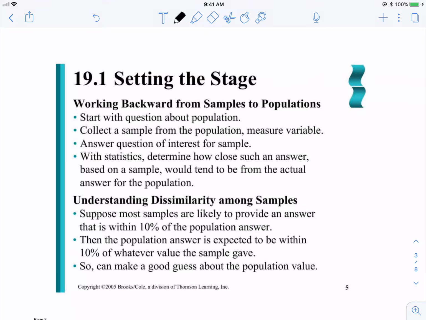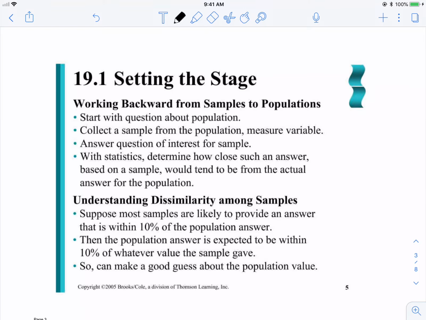So you're answering that question for the sample because you don't want to do a census and survey every single person in that population. Now, with statistics, you're determining how close that answer from your sample will be to actually describing the population. That's why it was so important to do everything we could to keep that sample as representative of the population as possible. It keeps our numbers in line.